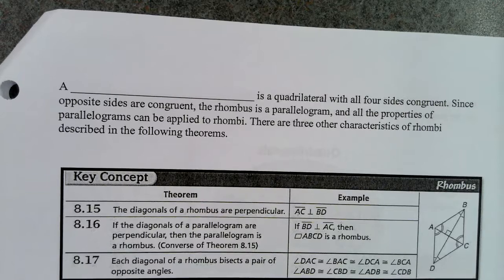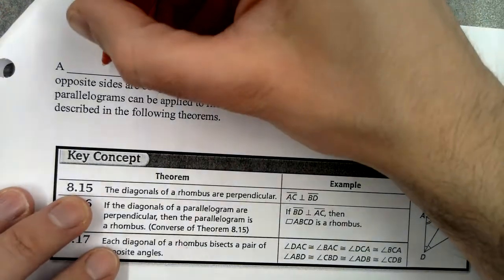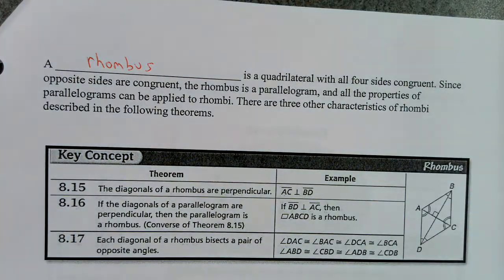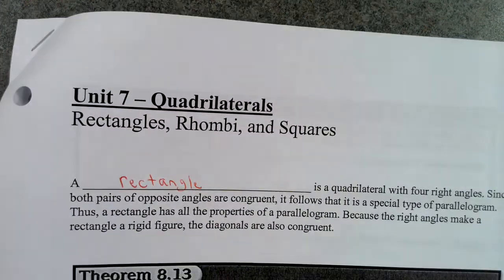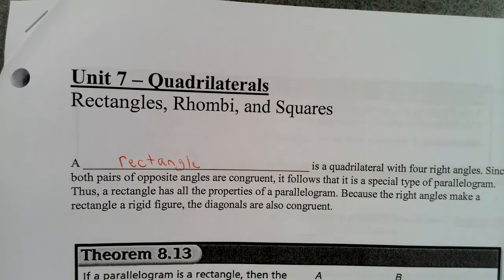Now we're going to move on to rhombi or rhombuses. So this next definition: a rhombus is a quadrilateral with all four sides congruent. Since the opposite sides are congruent, the rhombus is a parallelogram. Like I said in the beginning of the lesson, we're doing three shapes today: rectangles, rhombi, and squares. Remember, these are all parallelograms, so all the properties we learned about parallelograms apply to all three of these. But they have extra properties because they're special parallelograms.